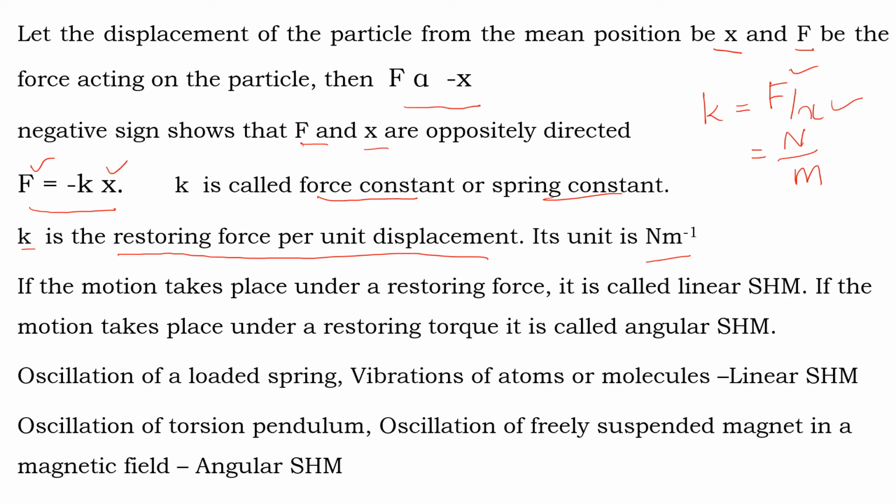Then, if the motion takes place under a restoring force, it is called a linear simple harmonic motion. If the motion takes place under a restoring torque, it is called angular simple harmonic motion. The examples of linear simple harmonic motion are the oscillation of a loaded spring and the vibration of atoms or molecules. The examples of angular simple harmonic motion are the oscillation of a torsion pendulum and the oscillation of a freely suspended magnet in a magnetic field.